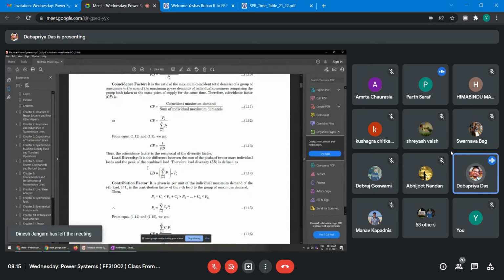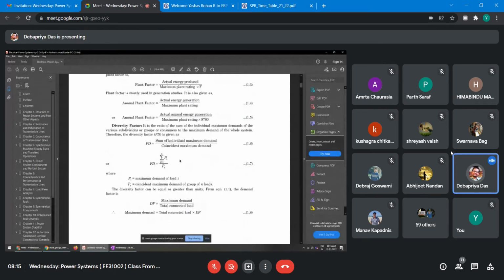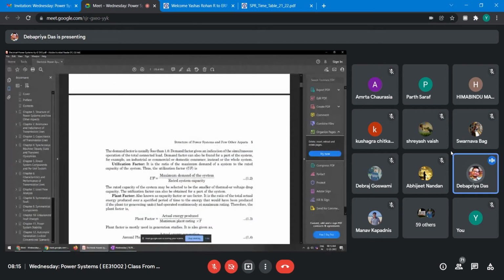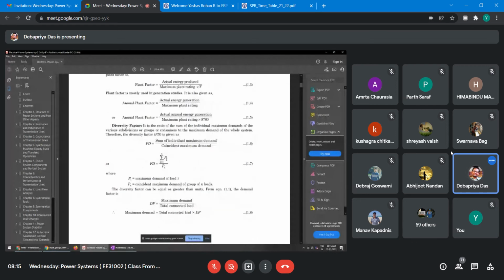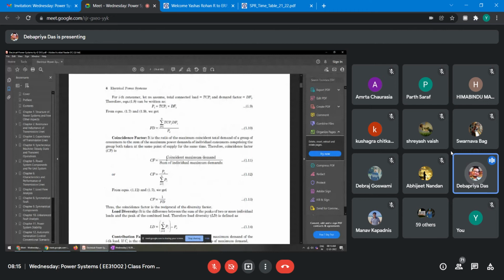So FD is the diversity factor and DF is the demand factor, right? I have defined it this way because when I was writing this book, if I made both D, there would be confusion. I have taken FD for diversity factor and did not use DF, because both are different. So no confusion. DF is demand factor and FD is the diversity factor.